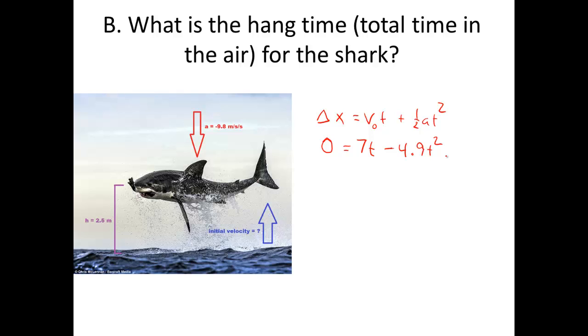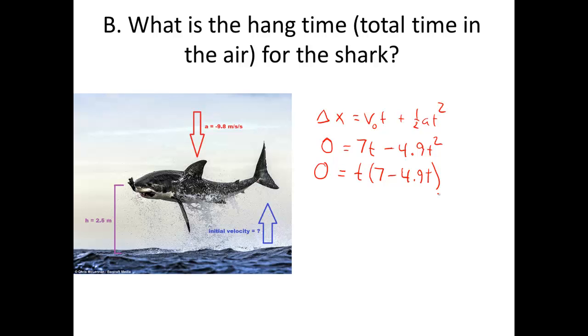You don't need to use the quadratic equation here, because if you notice, the two terms that you're left with each have a t in them. Let's factor out a t from the two terms on the right-hand side of the equation. There are going to be two answers here. The first answer is very simple.